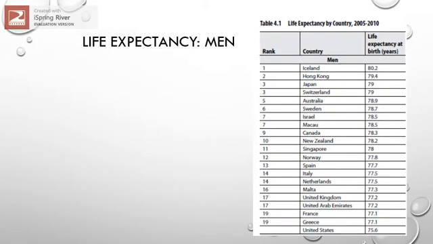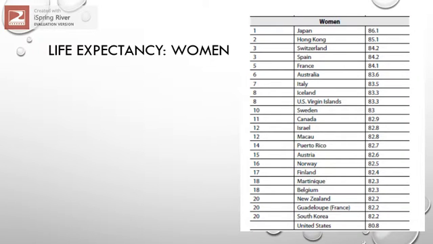So first, let's start off with what is the average life expectancy. This varies for males and females, and it varies by which part of the world you live in. So for men, men living in Iceland have the longest average life expectancy in the world, and that is just over 80 years. And you can see all the way at the bottom, men in the United States live on average 75.6 years. And then there are quite a few countries in between. Women live longer than men on average. Japanese women live the longest, an average of 86.1 years. And then again at the bottom, you see that the average woman in the United States lives 80.8 years.